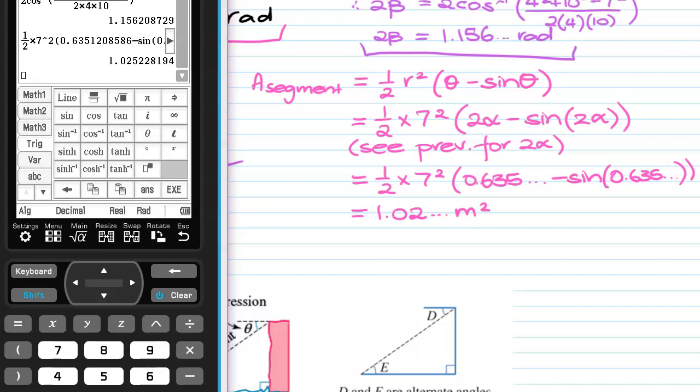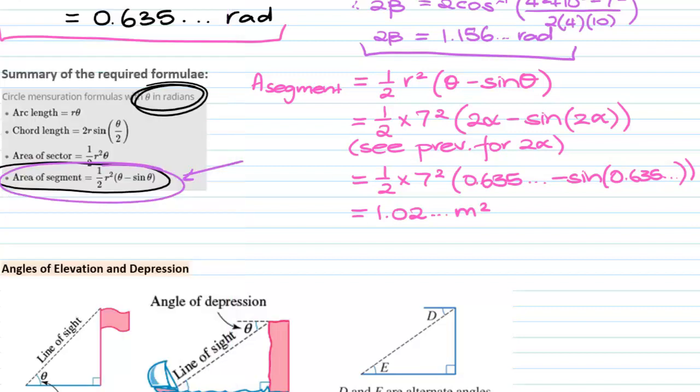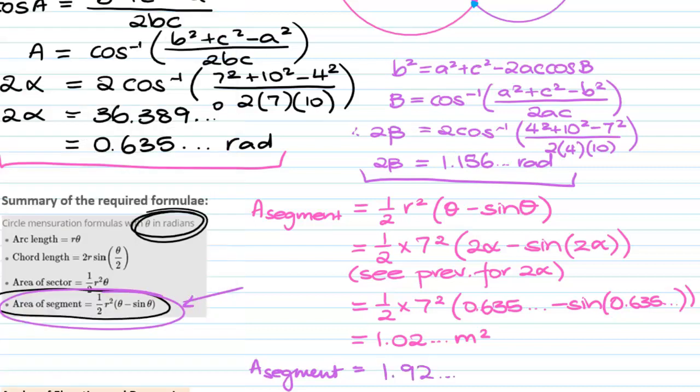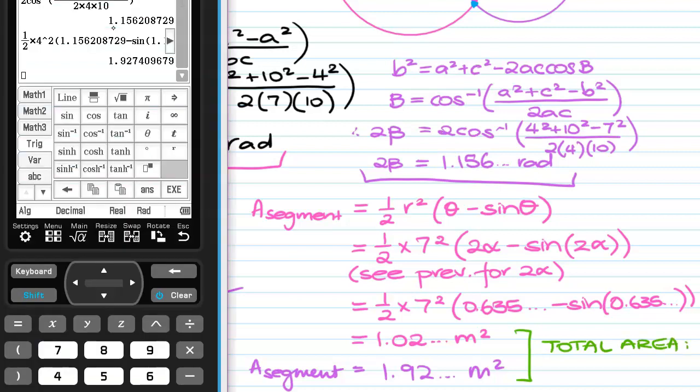I'm going to go ahead and find the other measurement now. I'm not going to do the working out. I just want you to compare it to what you've done. Okay, and I get 1.92 ... meters squared. So therefore, total area, keeping those 2 values in our calculator, we'll just add them together.